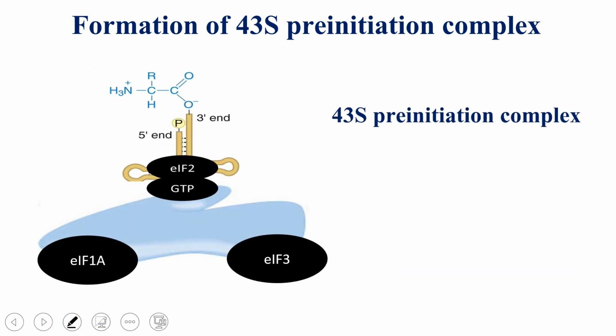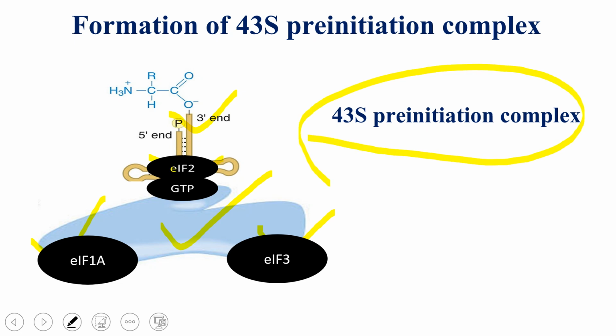In this pre-initiation complex, the components are: this is the 40S, this is the anti-association factor, this is tRNA loaded with methionine, and this is the binary complex. So this is called the pre-initiation complex. In the further reaction, we are going to use this pre-initiation complex.